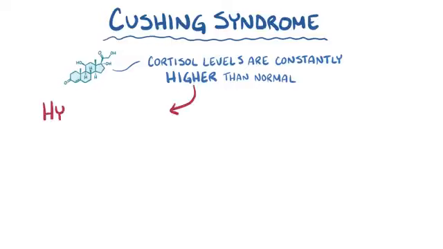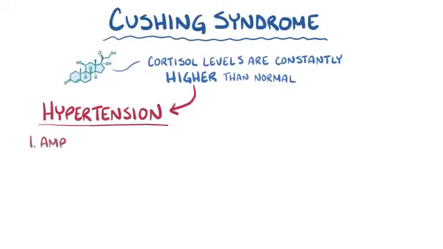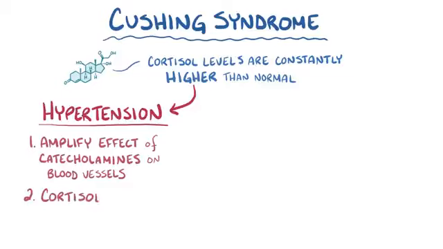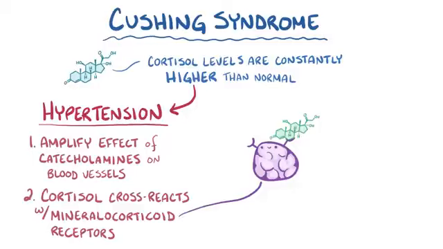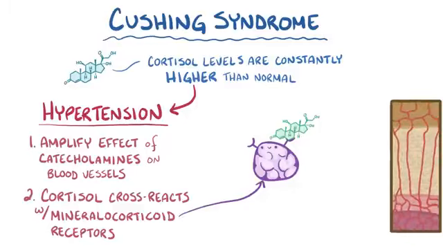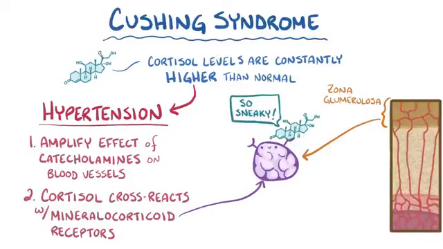In addition to this, the high cortisol levels cause hypertension, and this is for 2 reasons. First, they amplify the effect of catecholamines on blood vessels. And second, cortisol starts cross-reacting with mineralocorticoid receptors, which normally only bind a related steroid hormone, mineralocorticoid, which are secreted from the zona glomerulosa layer of the adrenal cortex. In other words, because the cortisol is structurally similar to mineralocorticoid, it can bind to that receptor, and it can trigger the mineralocorticoid effect, which is mainly to increase blood pressure by retaining fluid.